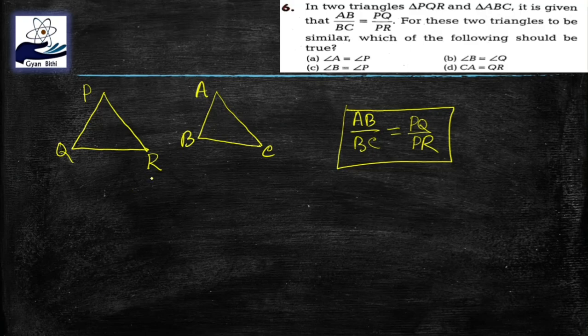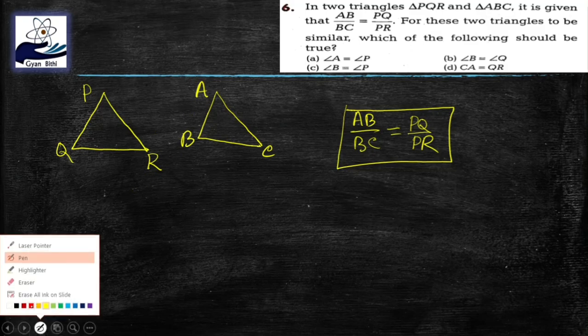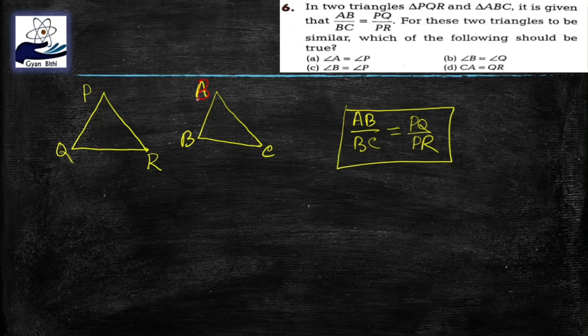Since A and B, these two names should be changed. So I'm changing it. I'm writing this as B and this as A. Just check now. AB by BC, PQ by PR. Yes, now it is done. You can write PQR is similar to BAC, right? Which two angles are equal? Angle B is the same as angle P. These two are equal. So option C is correct.